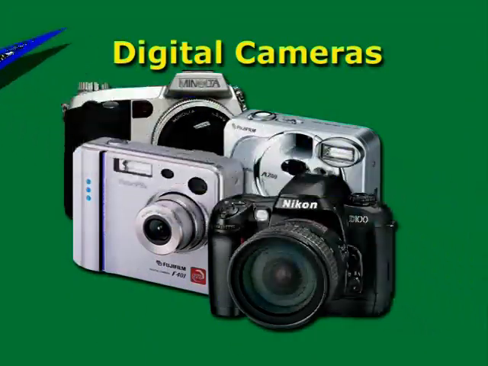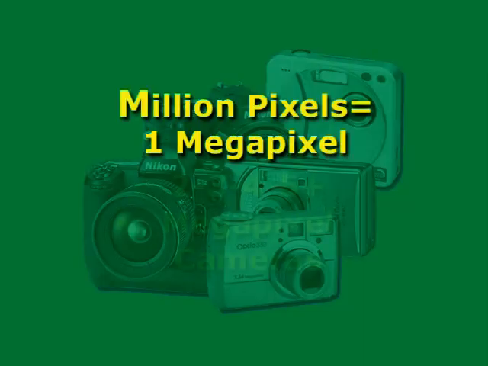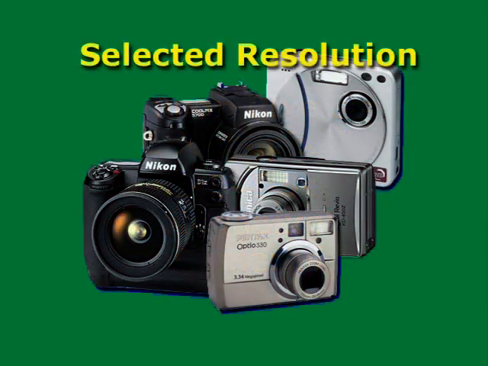Digital cameras are rated by the number of pixels they can record. The more pixels the camera can capture, the better its resolution. The rating number is typically given in millions of pixels, or megapixels. Also, most cameras allow you to select the resolution needed for any given assignment.